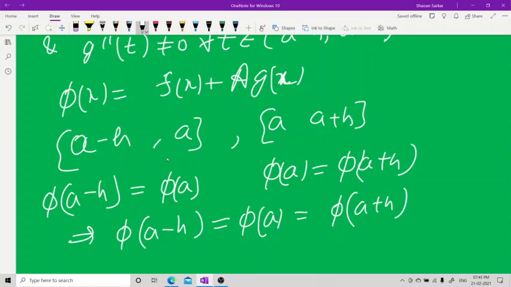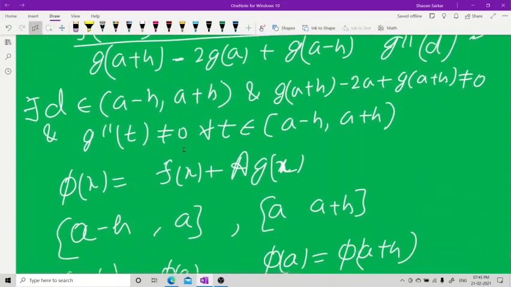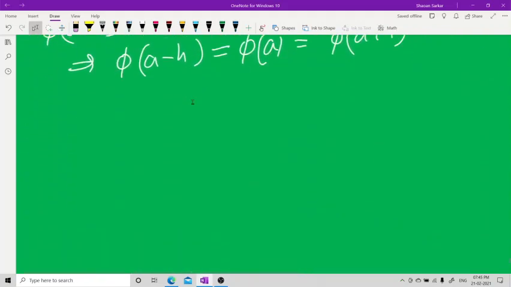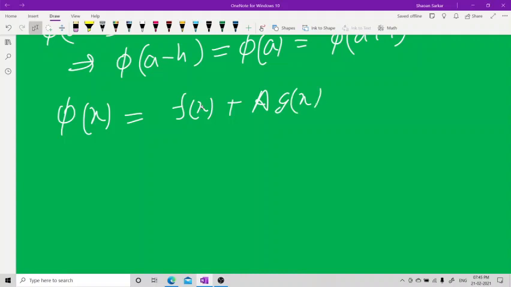There is a t1. Now see what they are saying: f dash and g dash. So f and g are continuous and differentiable. So what was phi(x)? I just wrote it down. It was f(x) plus a g(x). This function is continuous and differentiable. So phi(x), you have to take in 2 different intervals.